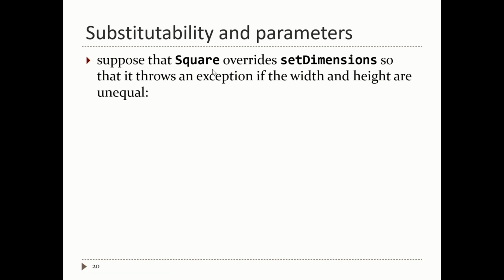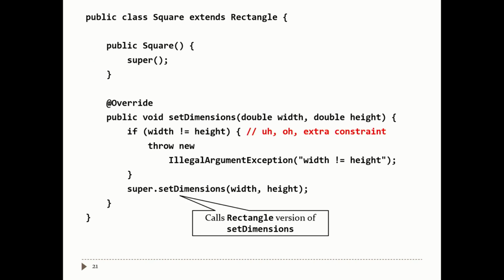So if you really want to try to force square into this hierarchy, what does set dimensions look like for square? For example, you could try to throw an exception if the width and height are not equal. So in square, we can extend rectangle. In set dimensions, I can impose the extra precondition that the width and height must be the same. I've added an extra constraint. If that constraint's not true, we throw an exception. Otherwise, we just change the width and height of the shape.